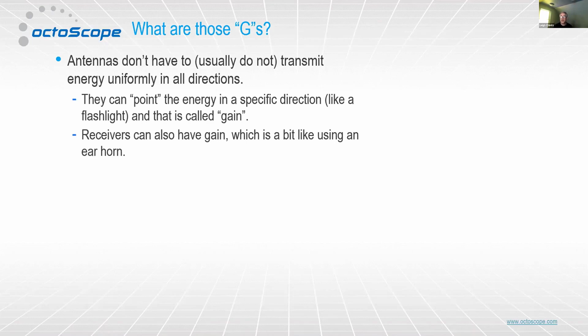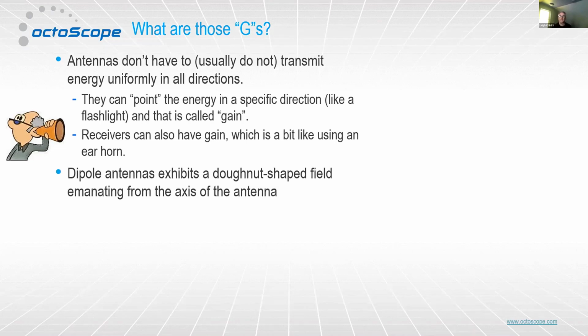side. Receivers can also have gain, and that's a little bit like if you imagine a person using a little ear horn to hear better in one specific direction. Kind of point the horn at what you want to listen to, and you hear better. So you can have gain on the transmit side. You can also have gain on the receive side.